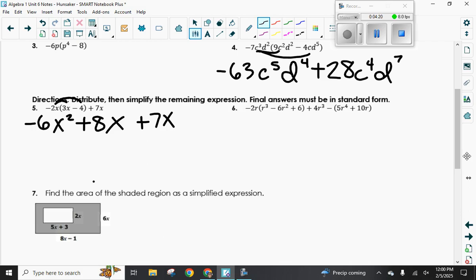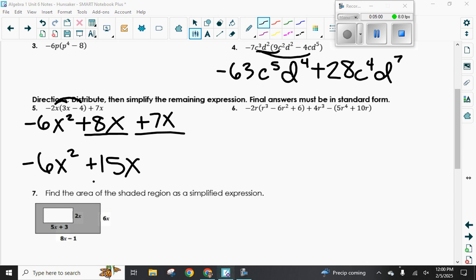So you can combine 8 and 7 now, right? Correct. So our answers need to be in standard form. So you want to go largest exponent to smallest. So my largest exponent is the x squared. Nothing else combines with that, so I'm going to bring that down first. Then you'll look to see, okay, my next largest exponent is 1. I have 2 terms like that. So 8 plus 7 is going to give us 15x. And that's our answer. So not really anything new. We're just now going to be distributing with variables out front instead of just numbers. Okay?